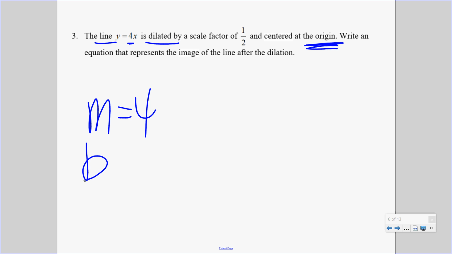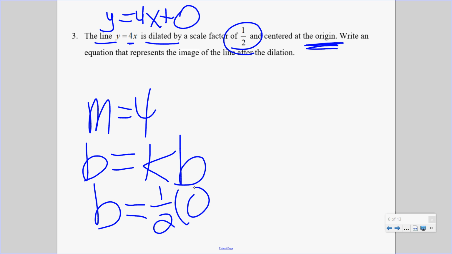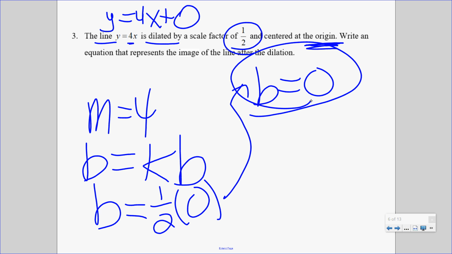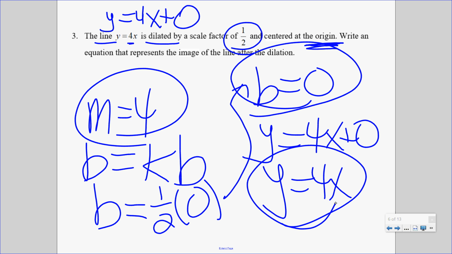Origin, multiply scale factor and b. Scale factor is 1/2. My original b is 0. If there is no b written, then it's 0. 1/2 times 0 is 0. Y equals 4x plus 0, which is just y equals 4x.